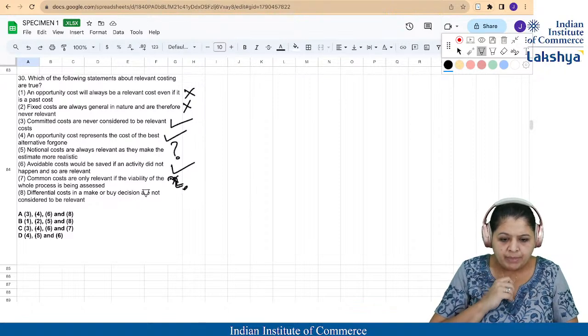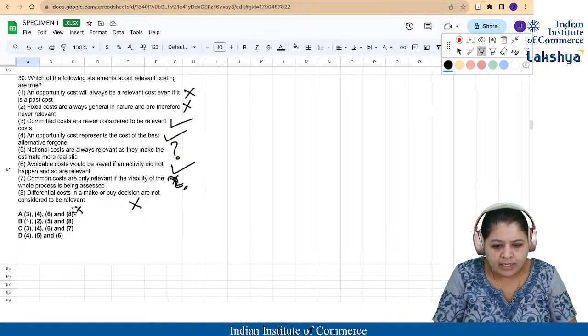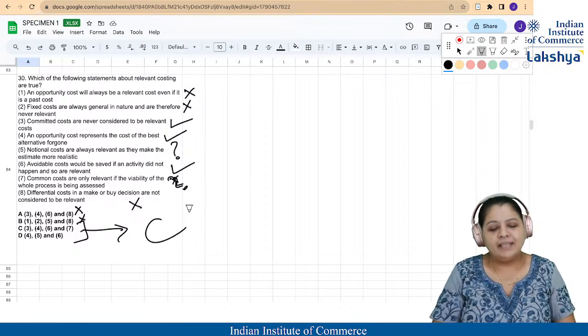Differential cost is a make or buy and not difference. That is definitely wrong. So I definitely know that 1, 2, and 8 I don't agree with. So wherever there is a 1, 2, or 8, I'm going to eliminate. And now I'm left with 3, 4, 6, 7, and 3, 5, 4, 5, and 6. But I definitely know that 3 is correct. So I'm going to stick with my answer, which is C, right?